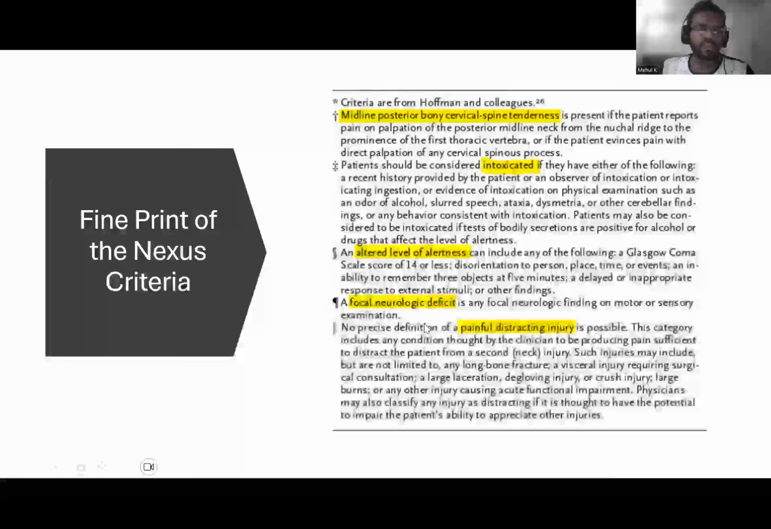And the most difficult thing to define here is your painful distracting injuries. There's no clear definition of exactly what that is. That can be a long bone fracture, that can be a crush injury, that can be a degloving injury, that can be major burns to the body. All of these things are considered painful distracting injuries. So you have to remember that, for example, a massive crush injury of the lower limb doesn't really rule out your cervical spine, even if it doesn't feel that way clinically.